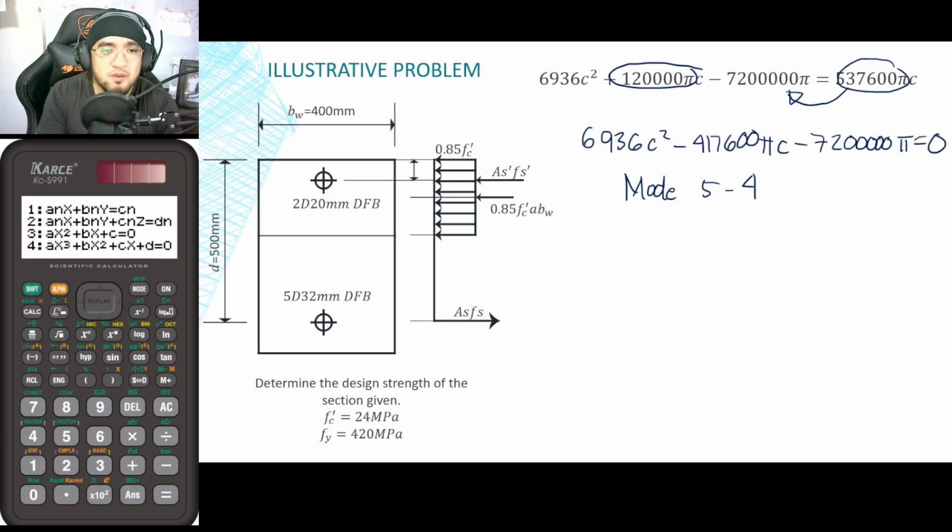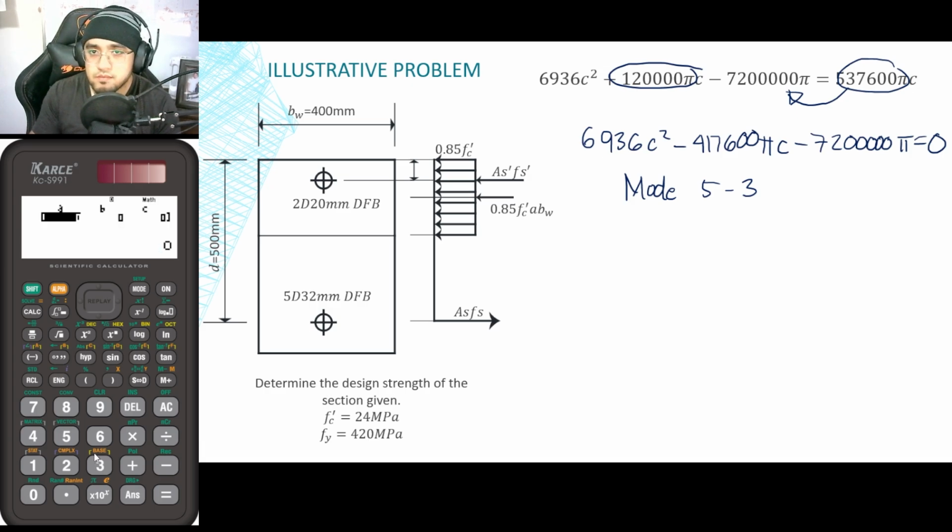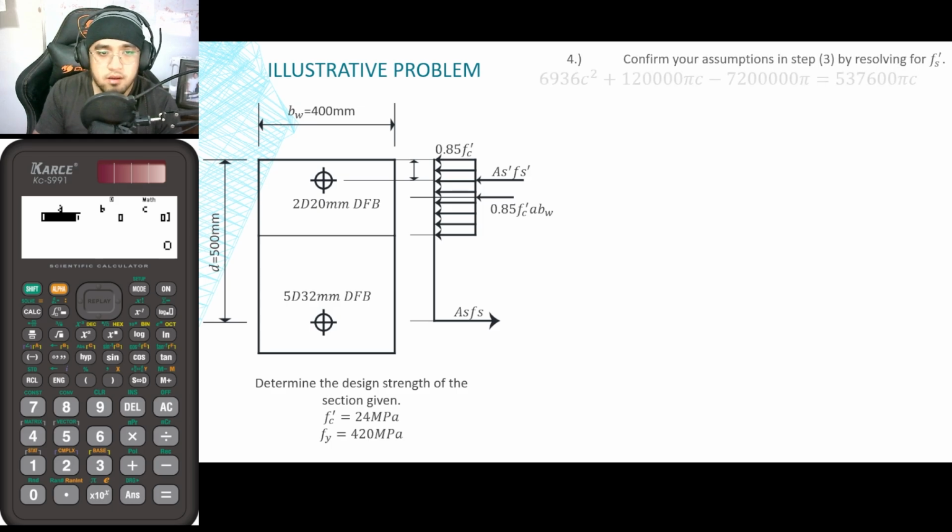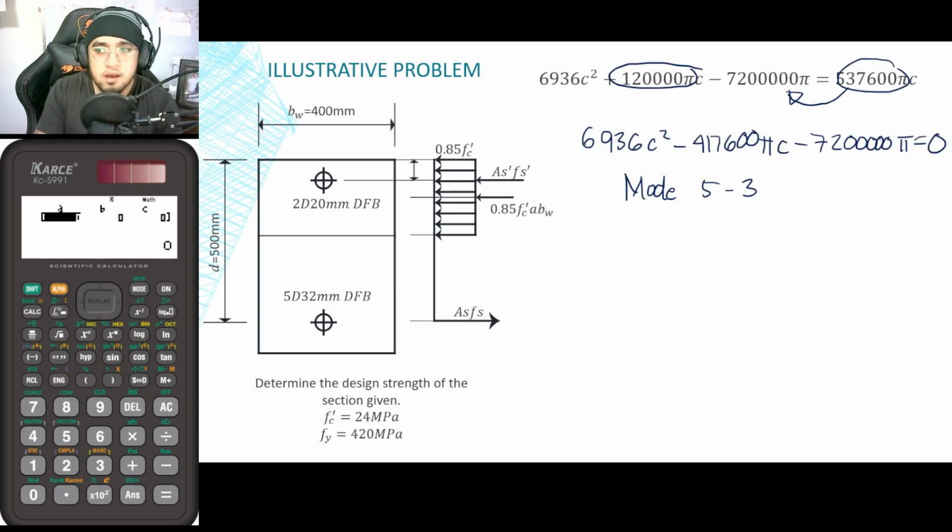I should say mode 5.3. So what I mean here is that we will be making use of mode 5.3. So for mode 5.3, from that, guys, this is now the value of my A. So once again, this is A, this is B, and this is C.